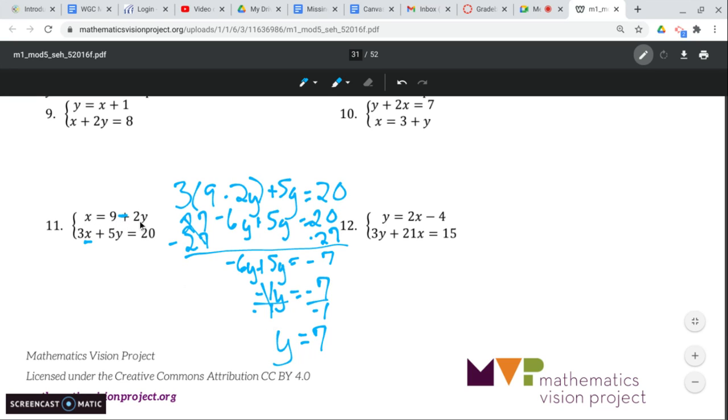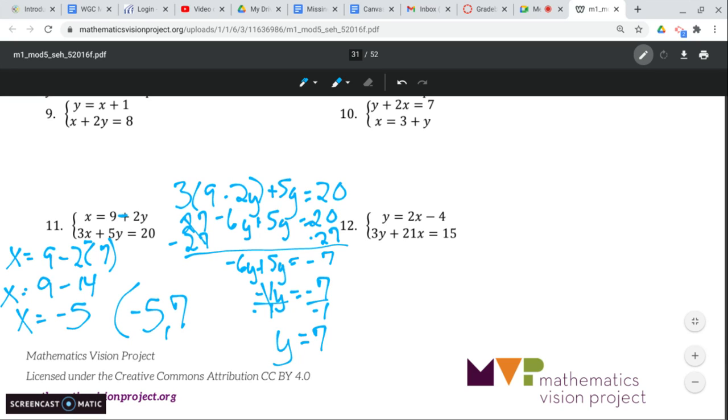minus 2y and find out what x is. So x equals 9 minus 2 times 7. 2 times 7 is 14, so we have 9 minus 14. And 9 minus 14 is negative 5. So our solution is negative 5, 7.